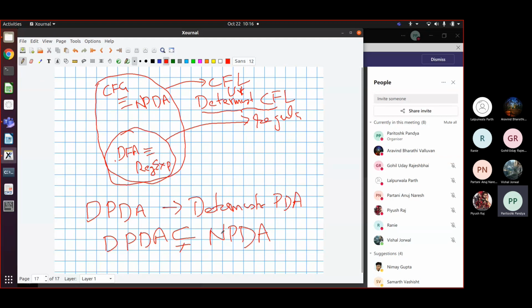So that is about determinism. NPDA are not determinizable. There exist NPDAs for which there is no equivalent deterministic push down automata. And that is one fact that you should know. Okay? That's a good question. Thank you. Any other question?